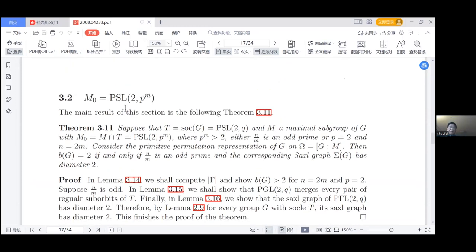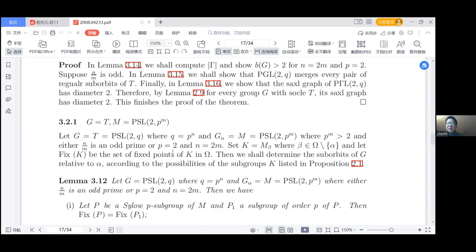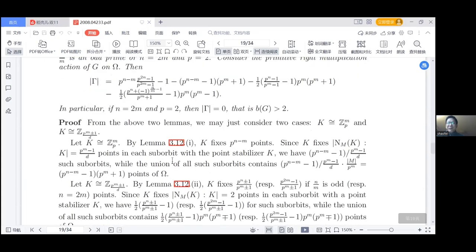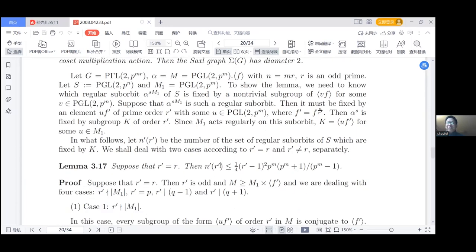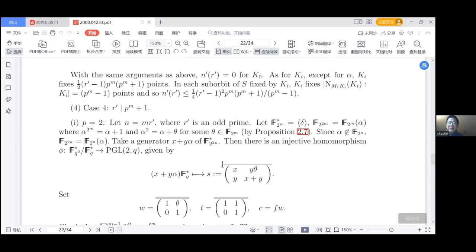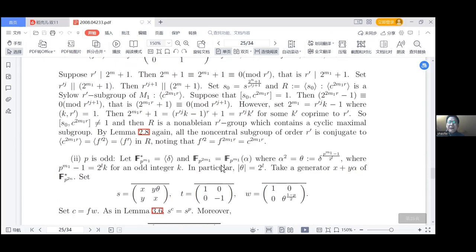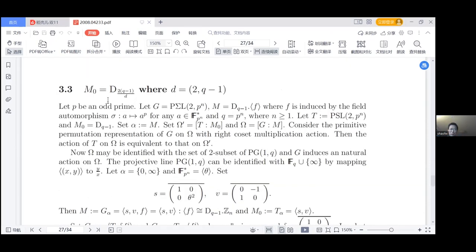Okay, this is the third one. The third one is where this maximal subgroup is PSL2(p^m) for some special m. For this group, we determine all of the suborbits. Actually, for this group, the probabilistic method can be used. Okay, this is the third class, third group.